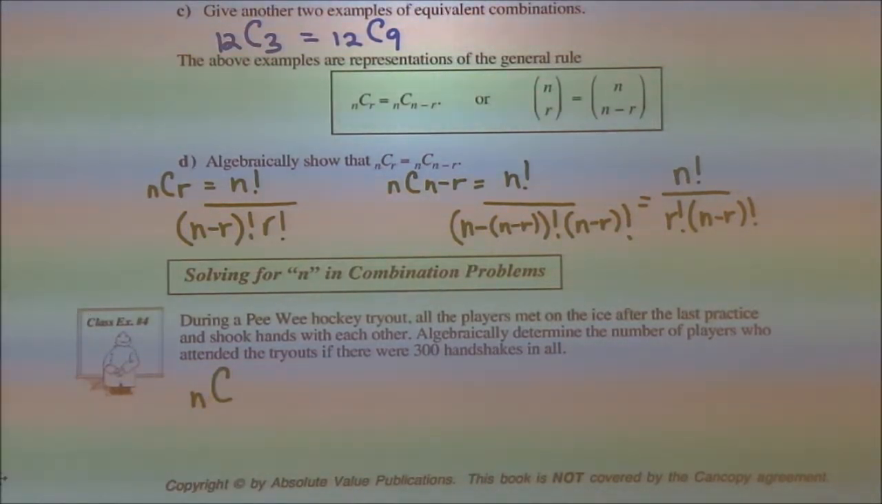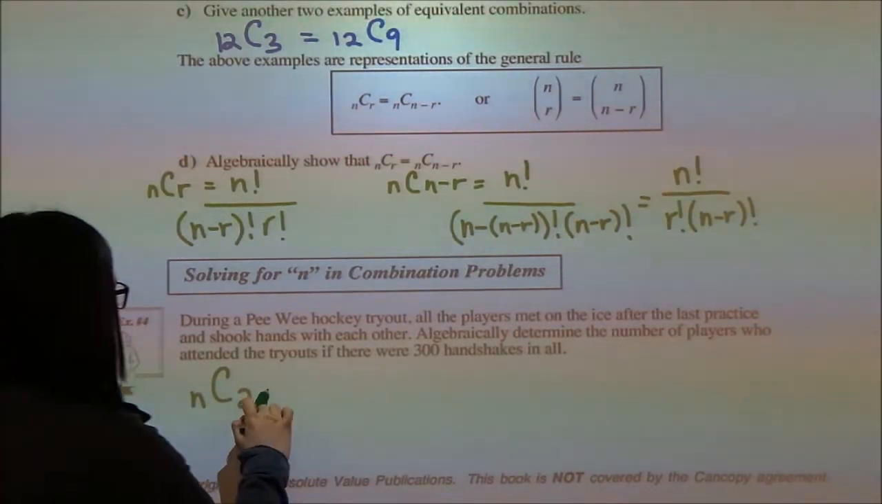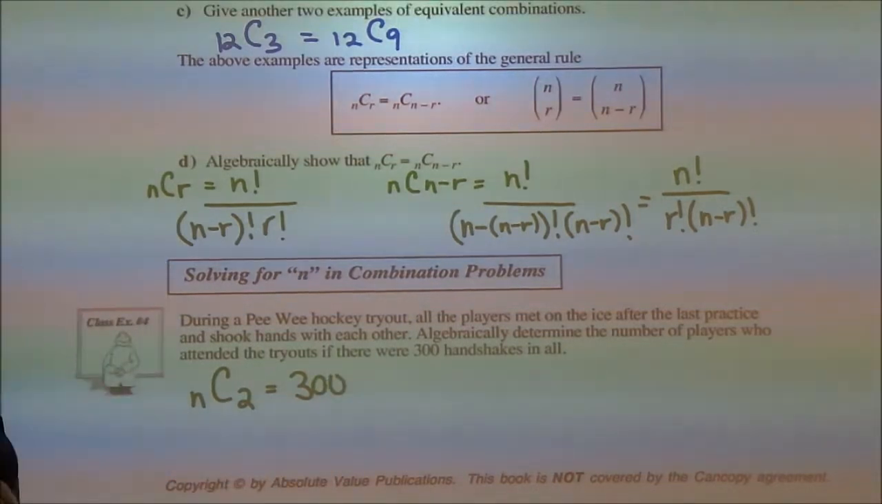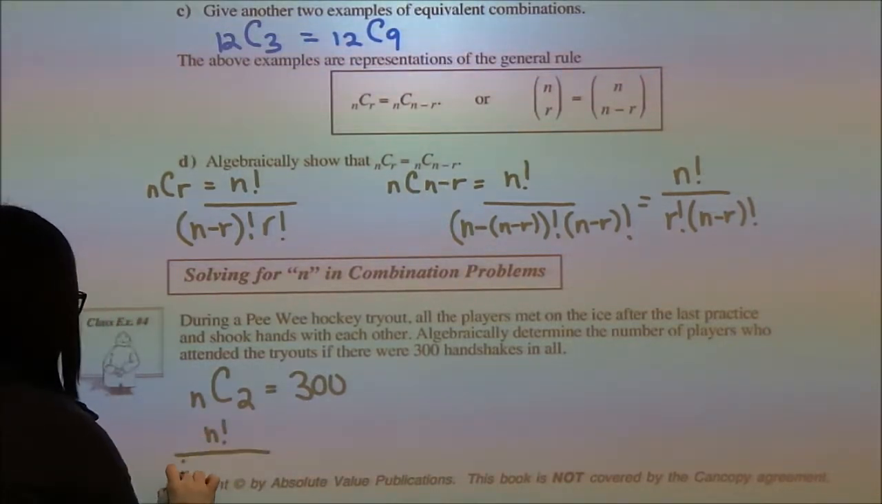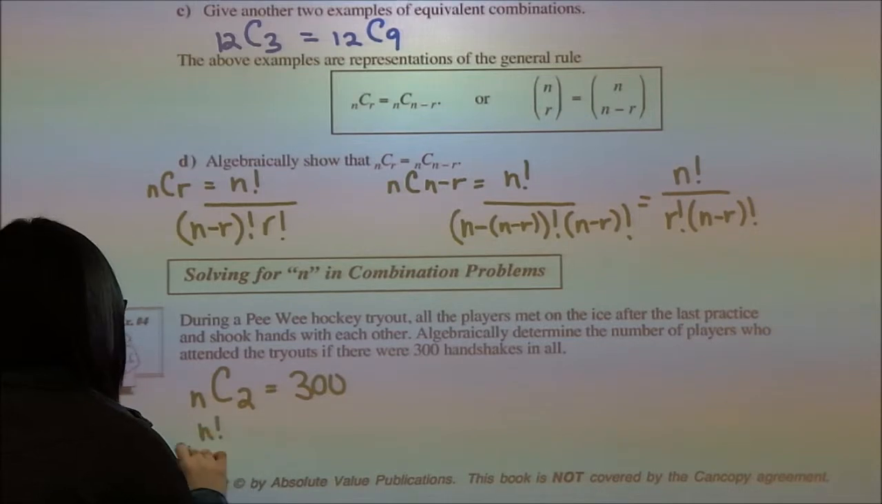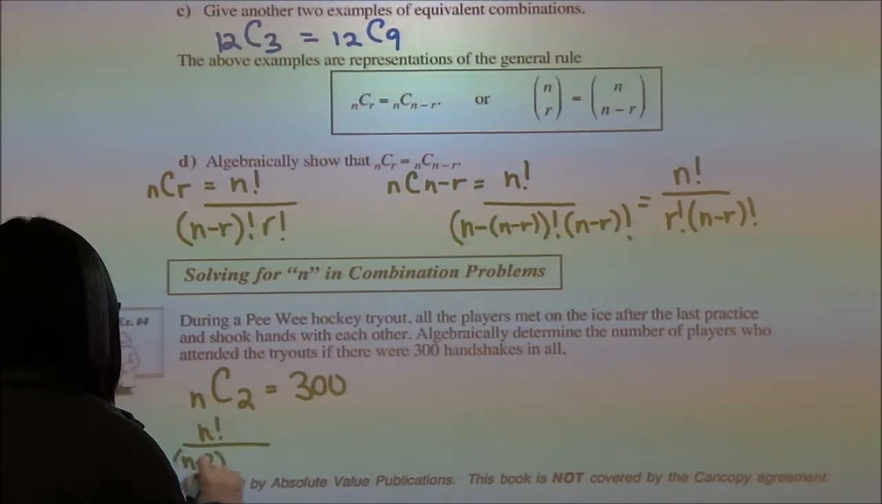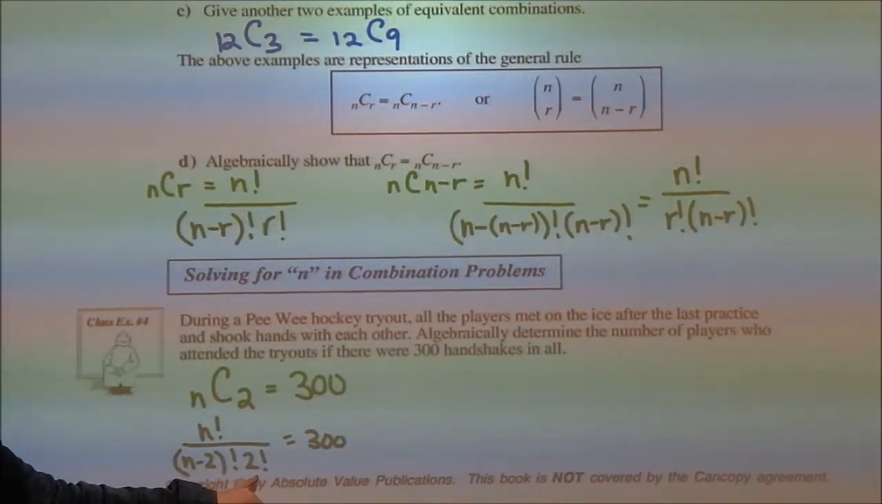I don't know how many people there are. That's my n. But how many people do I need to make a handshake? 2. So I'm choosing 2 at a time, and that equals 300. So now I use my formula: n factorial over n minus 2 factorial times 2 factorial. Write that over 2 factorial.